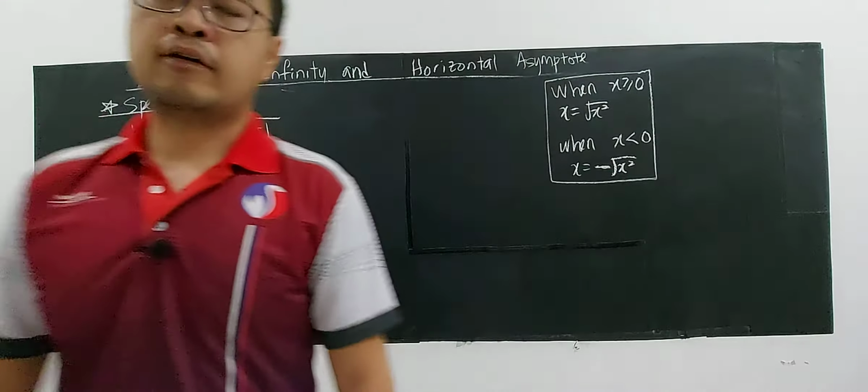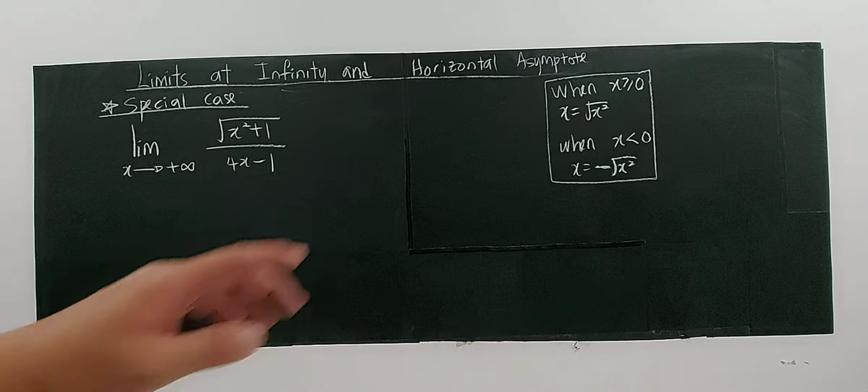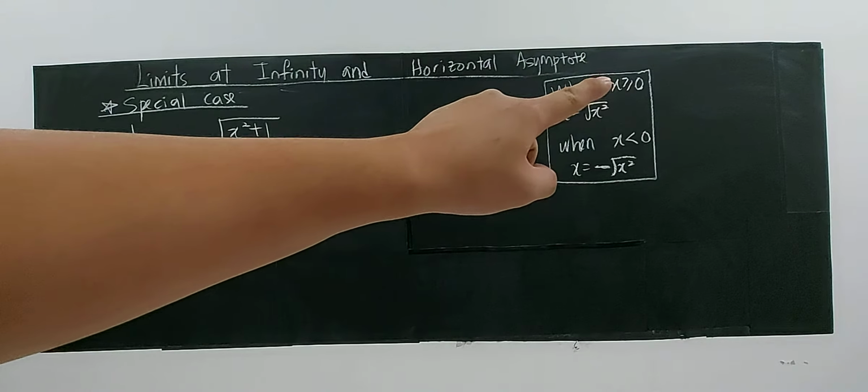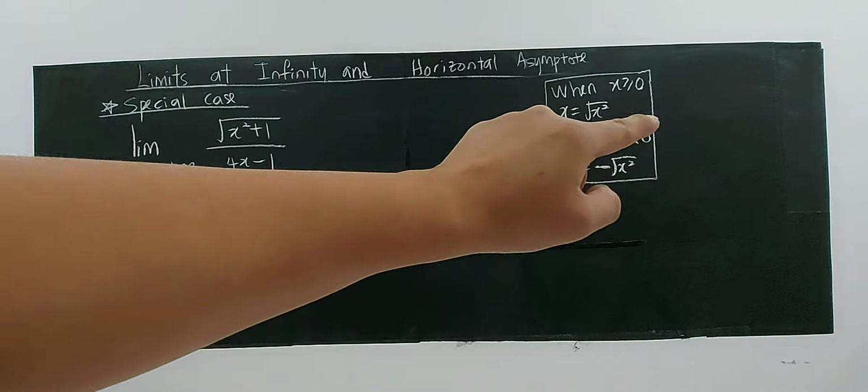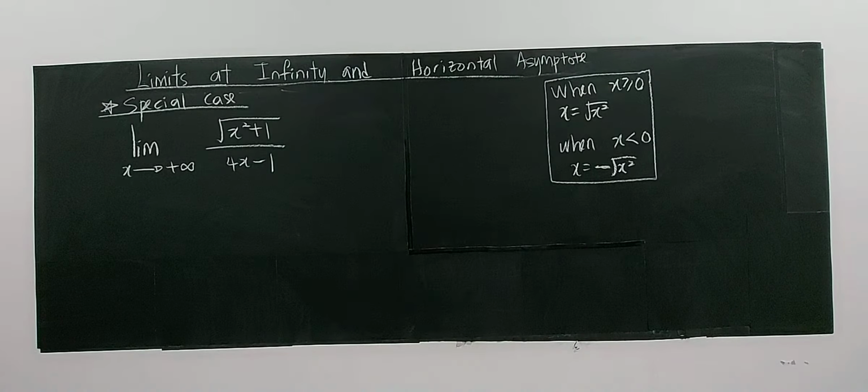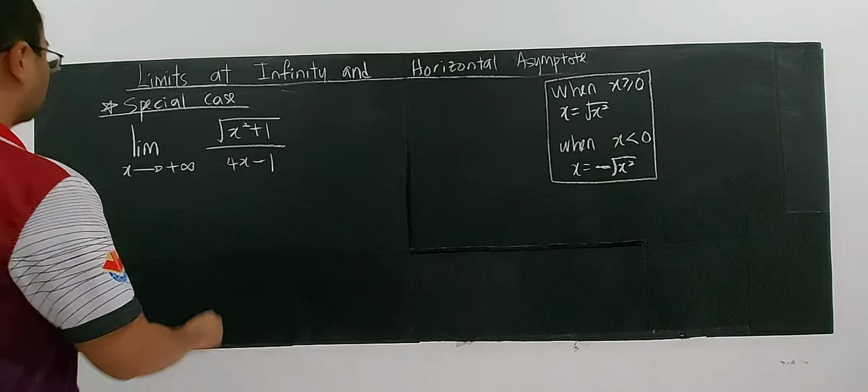Now, okay, very simple. Now you just see the techniques. When x is positive, you choose x to be square root of x squared. When x is negative, you're choosing x to be negative square root of x squared. So now you look at here.